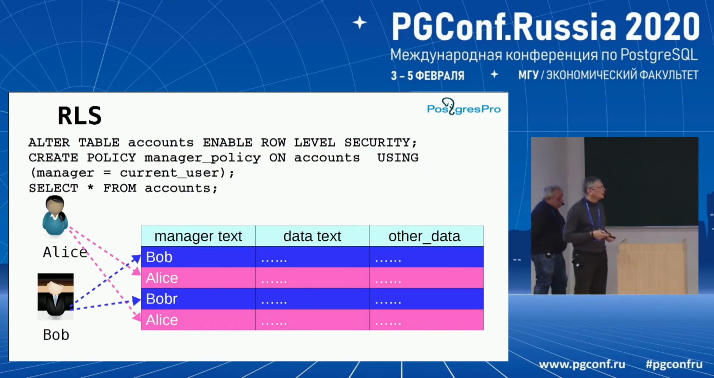sepgsql is actually related to a number of limitations, and it does not have access control on the level of strings. Starting from 9.5 version of Postgres, there is RLS, that is role level security, and here you can see an example. It is actually defined by policies of access.